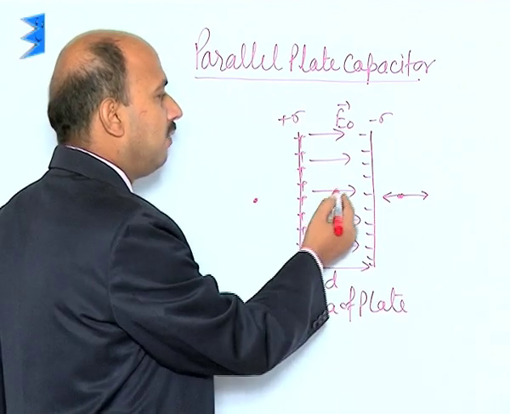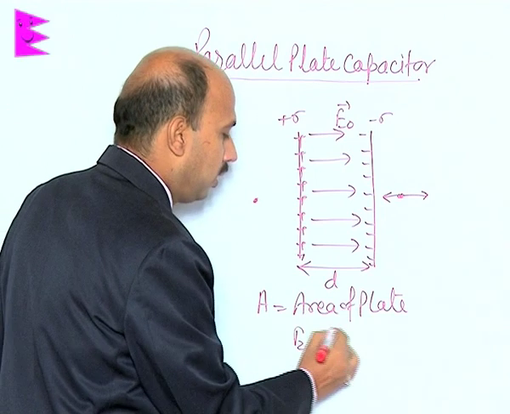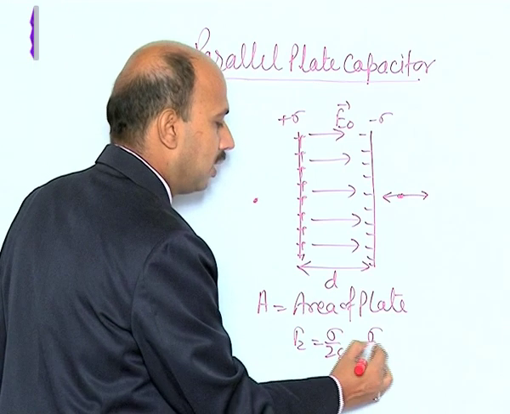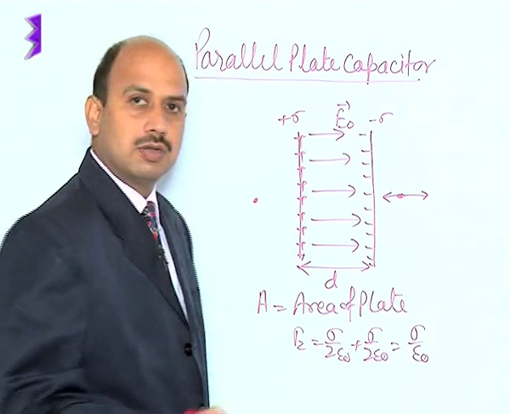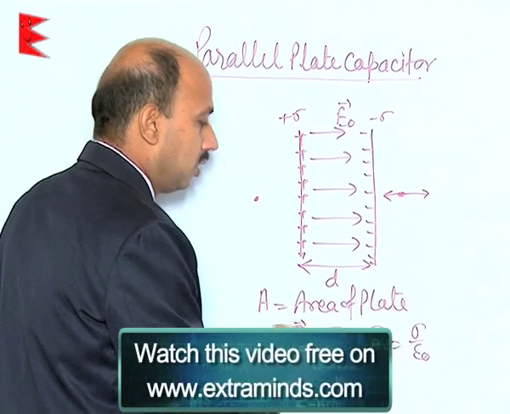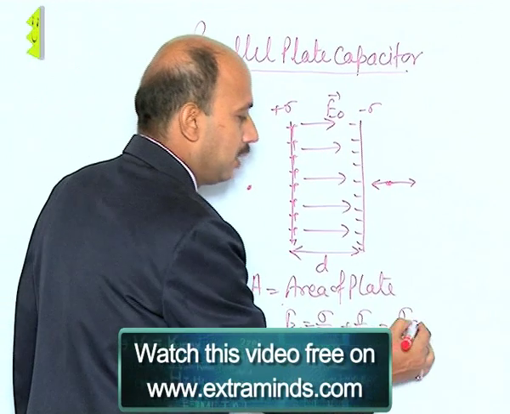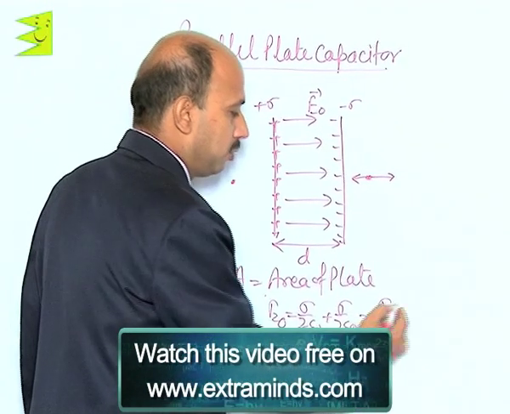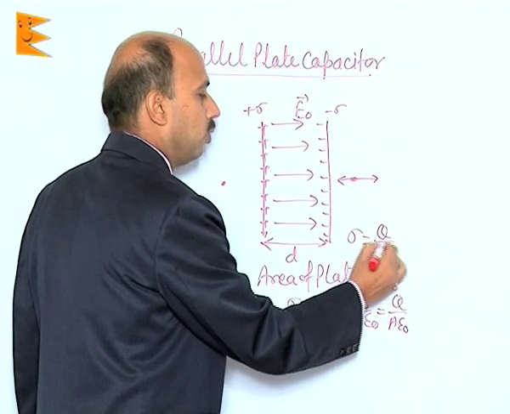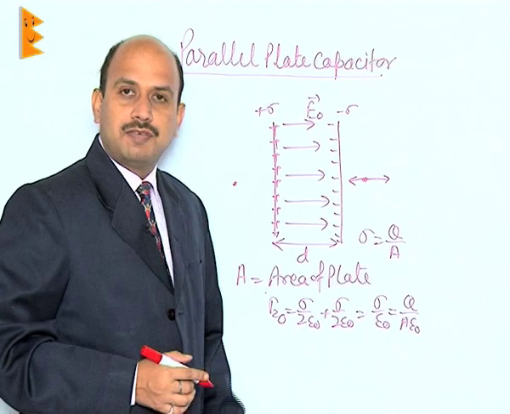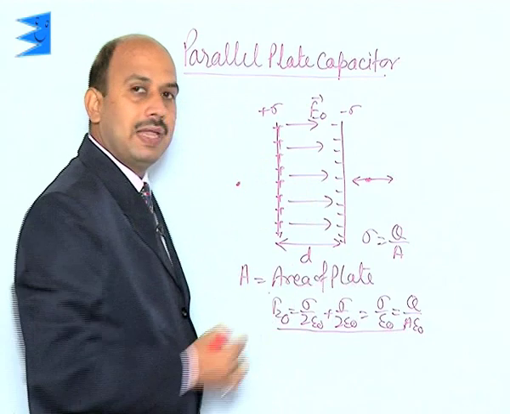But if you take the electric field intensity between the plates at any point, you will be getting E is equal to sigma upon twice epsilon naught plus sigma upon twice epsilon naught, and you will be getting sigma upon epsilon naught here, and this is E naught. So, the direction is from positive to negative, and suppose the charge is q on these plates. We can write q upon A epsilon naught, because sigma is equal to q by A, that is the surface charge density. So, this is the electric field intensity between the plates.